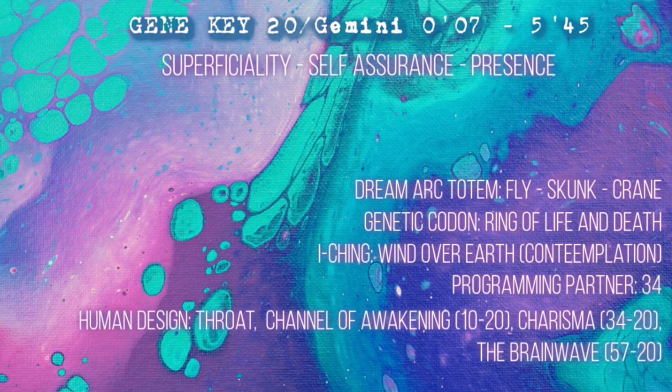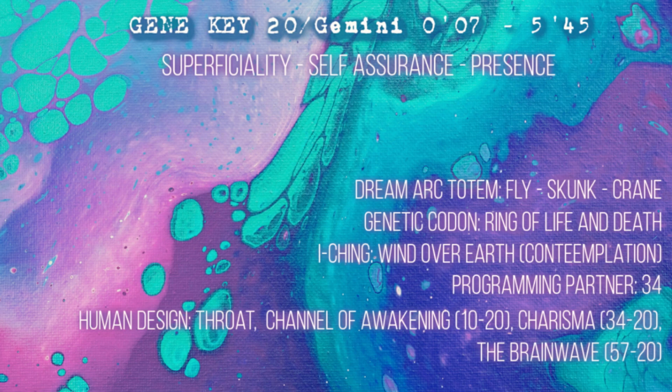I love it. The programming partner of this archetype is Gene Key 34 in Human Design Gate 34, and that's the opposite point in the zodiac wheel, so it's a Sagittarius archetype. And I highly recommend that you check out the programming partner video as well, which I'll be posting real soon after this, because the programming partner offers a balancing complementary opposite point to this archetype.